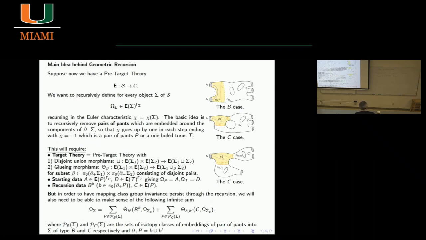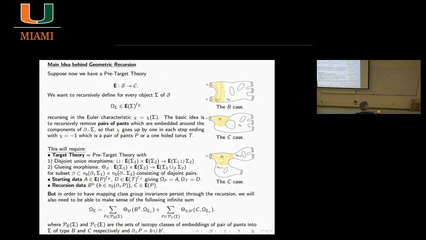So if I have this, I can run an iterative process, because I imagine that I have something that I want to have in these pairs of pants. I have iteratively already defined the vector for the complement, and then I use the sewing and disjoint union morphisms to build the vectors I need. So therefore, starting data, well, that was this pair of pants and the one-hole torus that I must have. So I must have an A inside the mapping class group invariant part of the pair of pants. Same thing for D. And of course, then I just assign those two to be the vectors for the pair of pants and the one-hole torus.